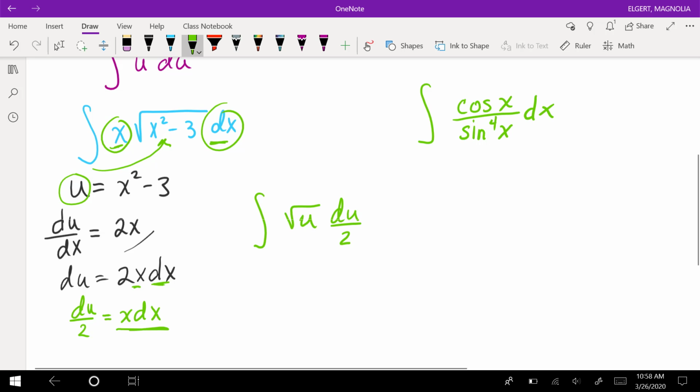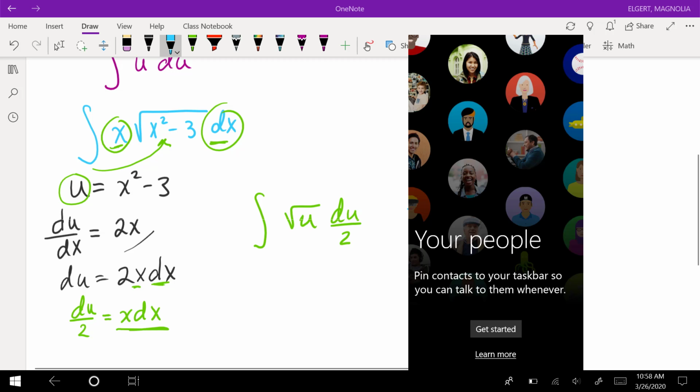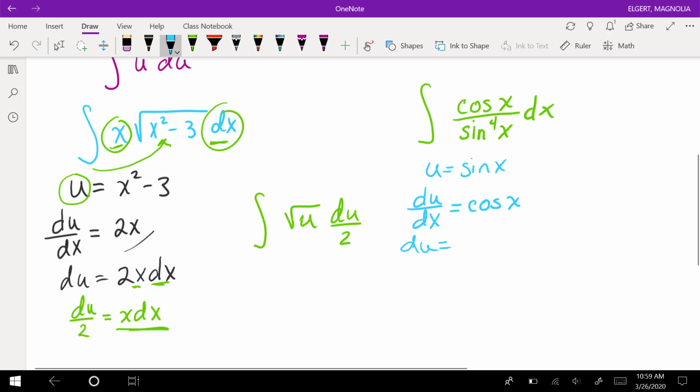Looking at this, what do you think you would let u equal? I would pick the sine because it's to the 4th power and it's in the denominator. So let's say that u is equal to sine of x. What is the derivative of u with respect to x? Well, the derivative of sine is cosine of x. That works out nicely. And then if I multiply, I would get cosine of x dx. Does that match up? It's right here, so that matches up. So if I rewrite my integral, I would have du in the numerator, and in the denominator, I would have u to the 4th, and then you would integrate.